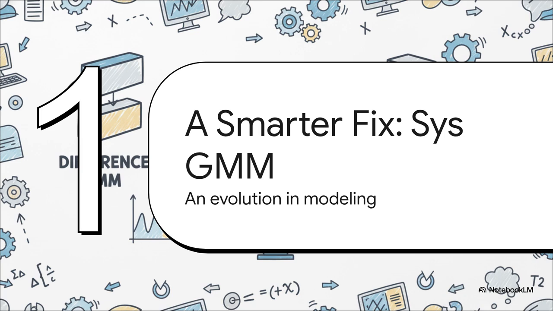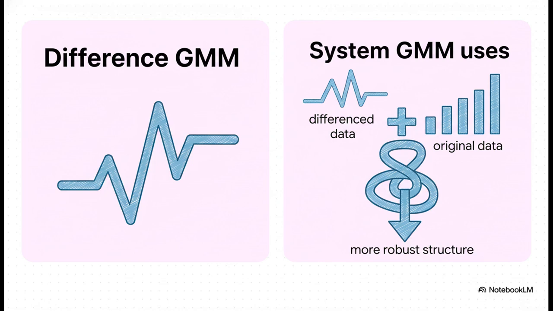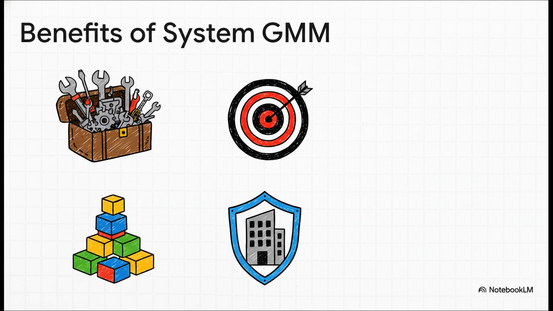powerful solution. And here's the key upgrade. Instead of only looking at the change in the data, the way difference GMM does, system GMM does that, plus it looks at the original data, what we call the levels. It's a two-equation system, and that means it uses a whole lot more information that was previously just being left on the table. And the payoff for this approach is huge.